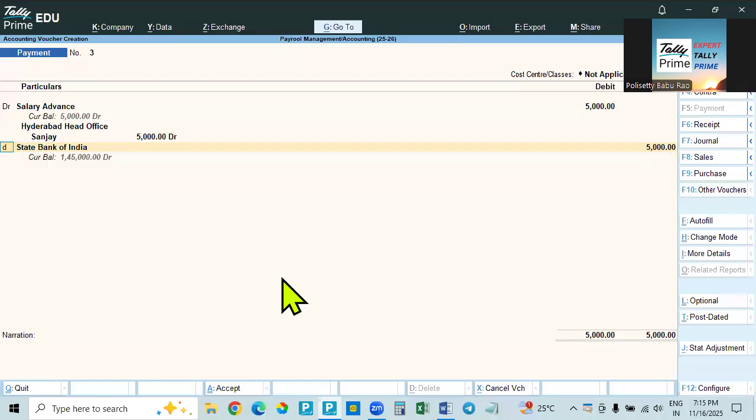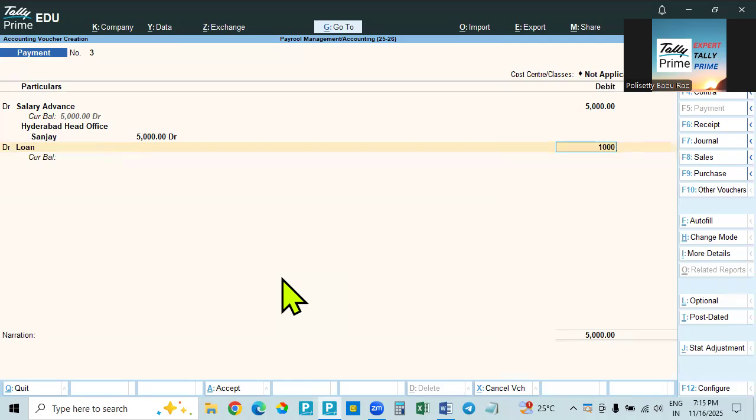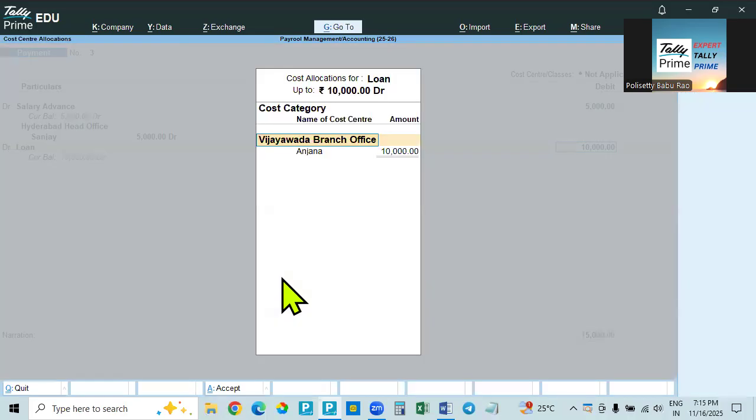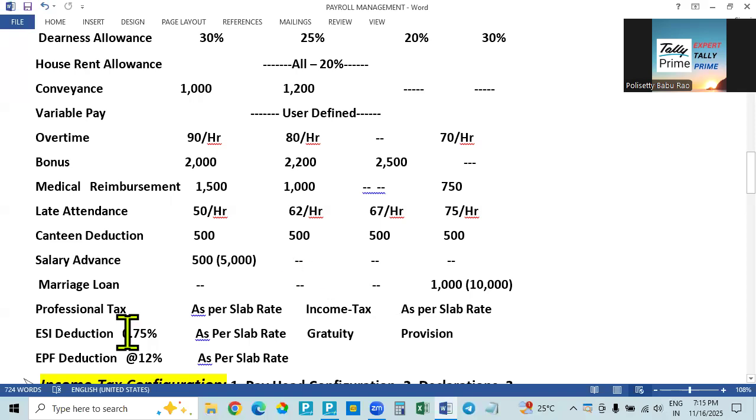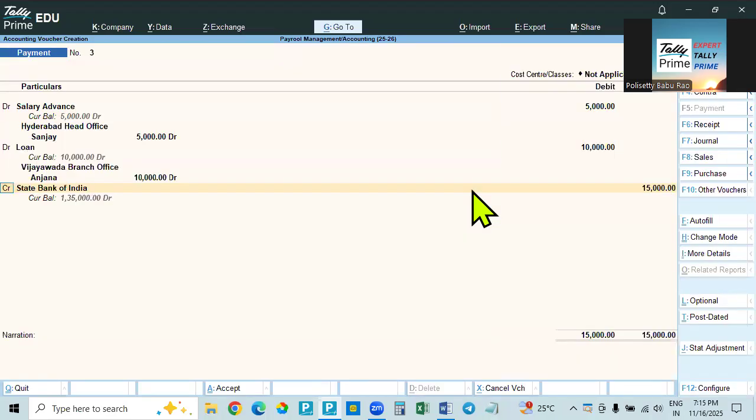So again we make it debit. Now what are you giving? Loan you are giving. How much? 10,000 rupees loan you are giving. To whom? That is the Vijayawada branch. In the Vijayawada branch, not Anjana. In the Vijayawada branch you give 10,000 to whom? Anjana only. Anjana, I made it yesterday. I think it is showing. Anjana 10,000 rupees, and then to State Bank of India.